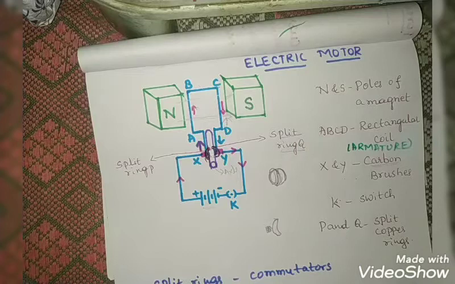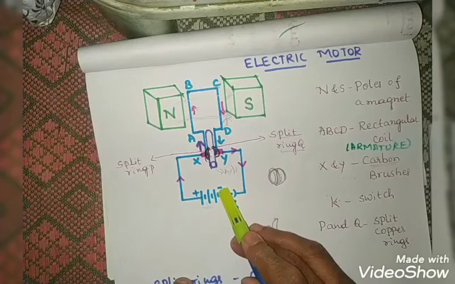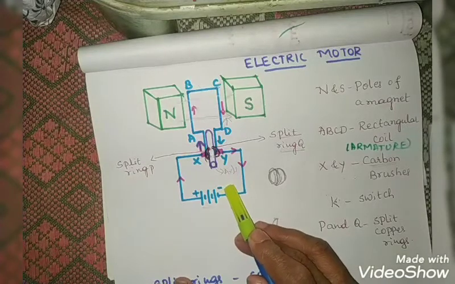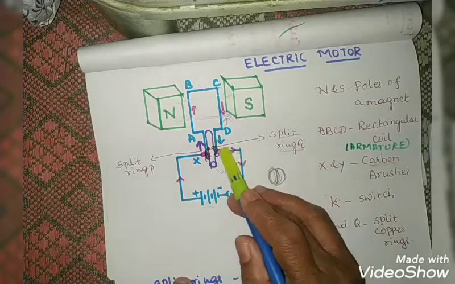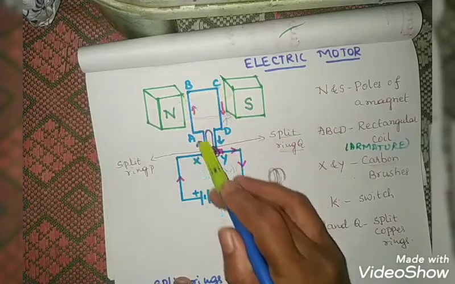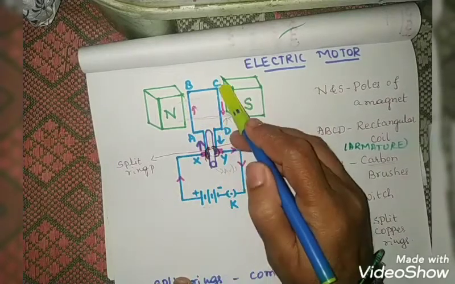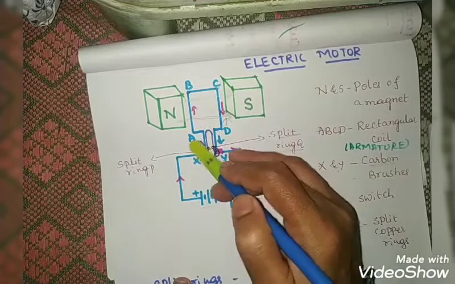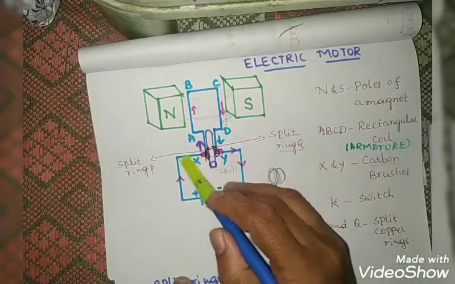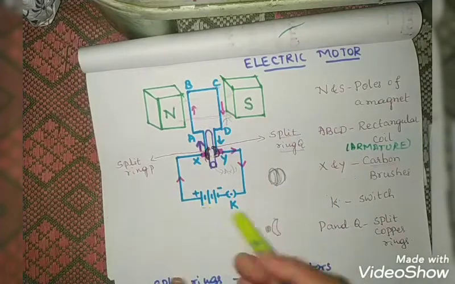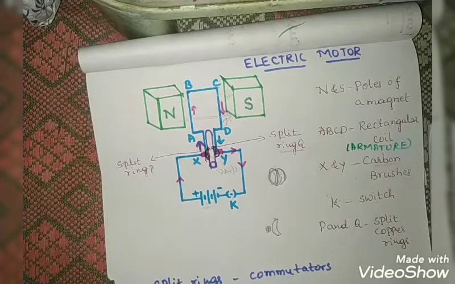The reversal of current. Now the current is reversed, children. What happened? Started from here now. It flows from this direction to Y and then to X. That means D to C, B to A. And then this side, X. So the reversal of current also reverses the direction of force acting on the two arms AB and CD.